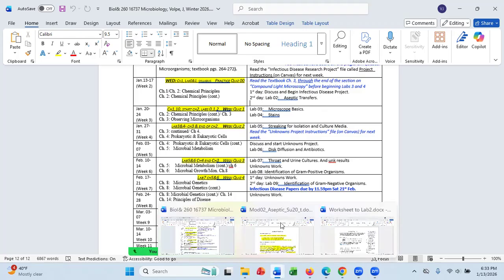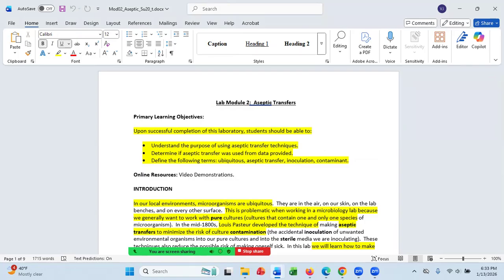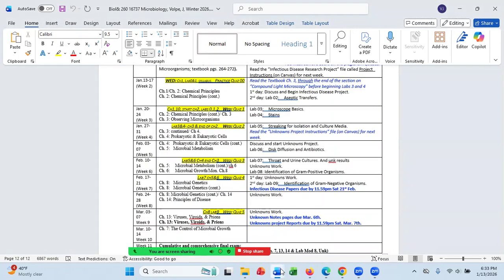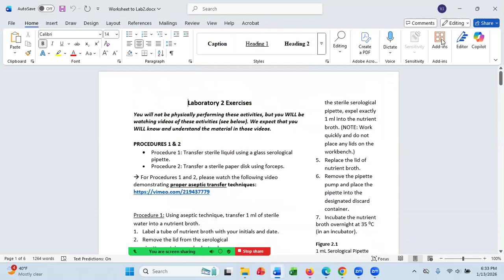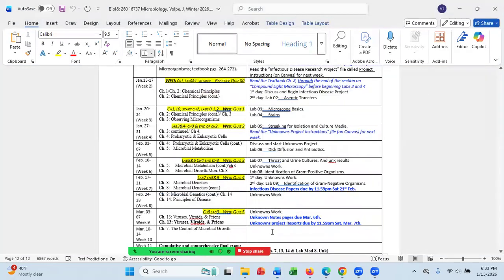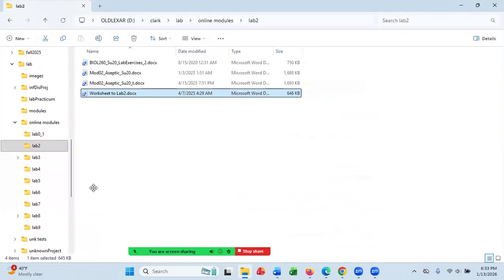All right, let me get out of here. Lab two, and the worksheet to lab two. I didn't check the syllabus close enough. I saw lab two. That's actually Thursday. So let's talk about the infectious disease project.